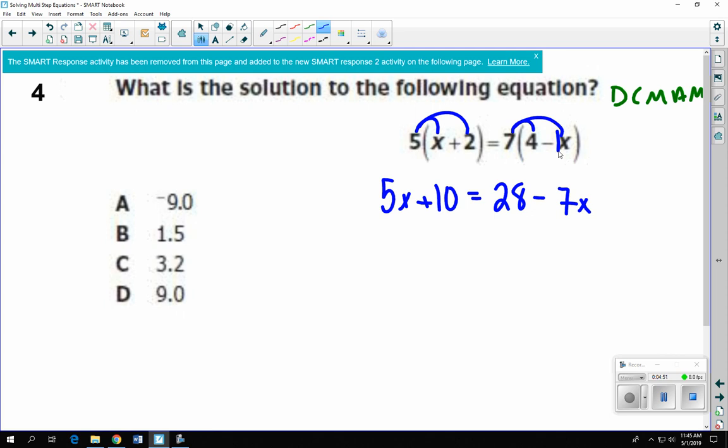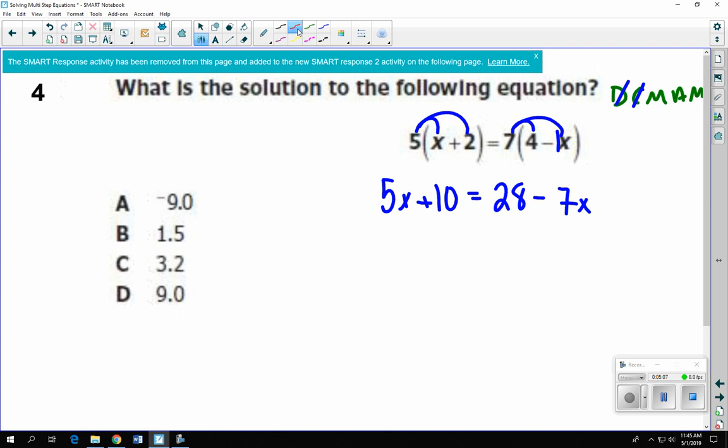You can place it in there if you so choose. I'm done distributing because I have no more parentheses. I look to combine like terms, but because they are on different sides, I can't. Now I want to move to isolate the variable. I have a 5x and a negative 7x.